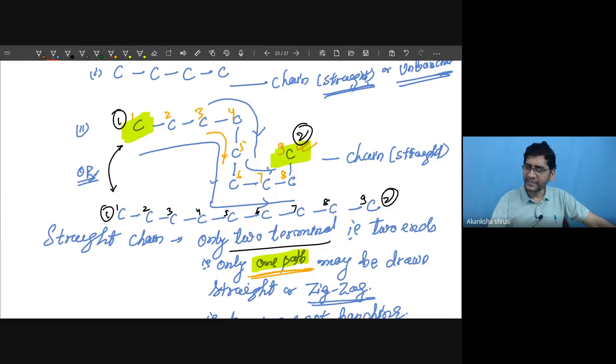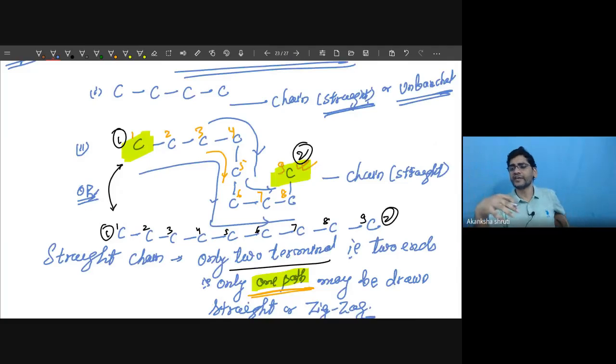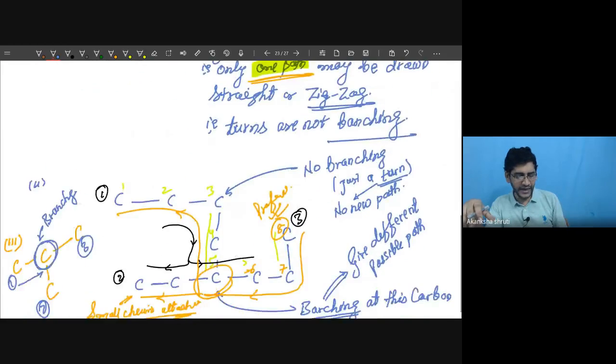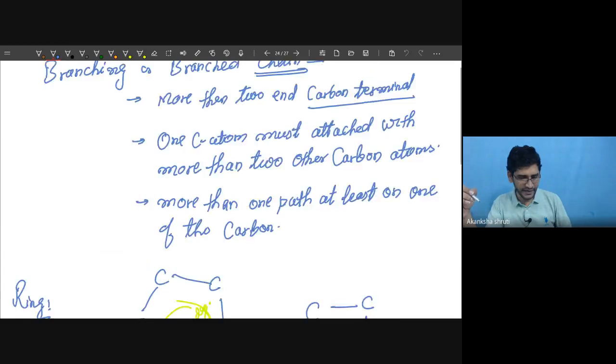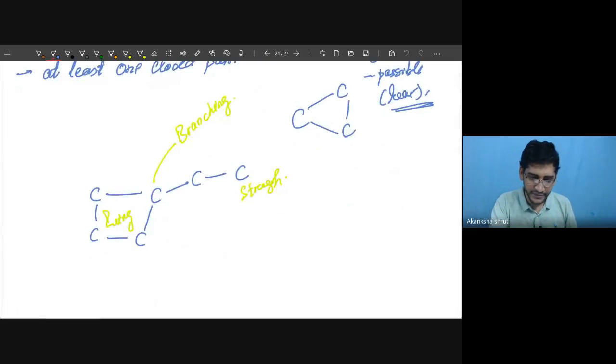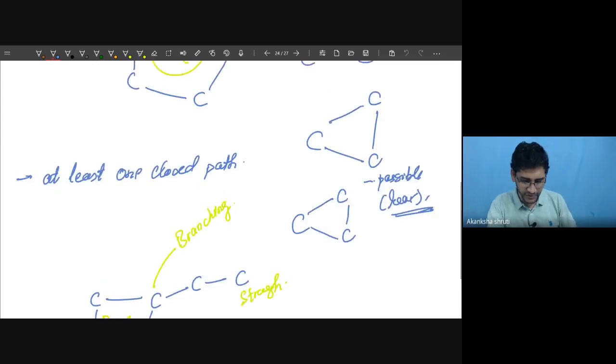But in unbranched there are only two terminals. If we are moving from one terminal, we are able to reach the other terminal. So just drawing in a different orientation or zigzag is not branching, but branching means at any carbon we have at least two possible paths to move along the carbon chain. So that means one of the carbons has to attach with more than two carbons, then only branching is possible. Okay students, it is this concept that I have explained. So branching, everything I had explained. With the branching, the cyclic is also possible.